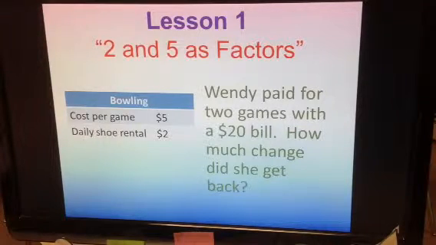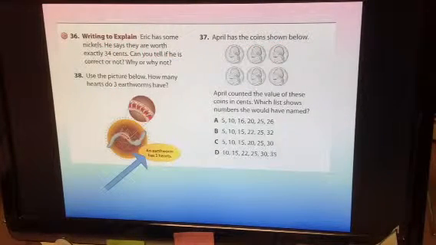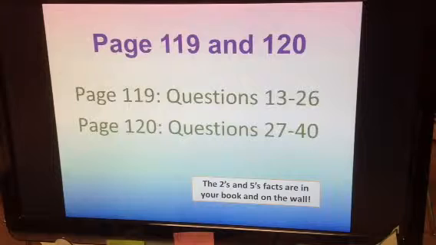She got $10 back. Here's some problems we looked at so I could point out to students that they needed to look at the captions of the pictures. And that was it for today.